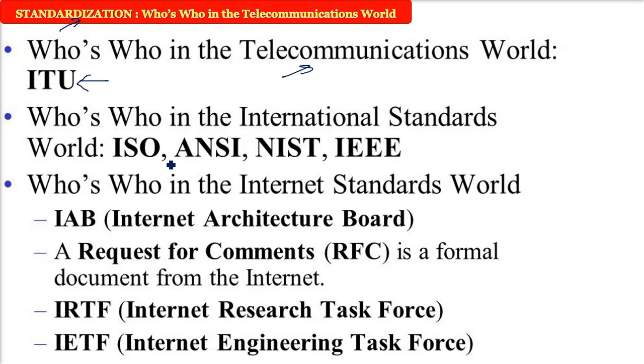Now coming to other international standards, we have ISO, the International Organization for Standardization, ANSI, NIST, and IEEE. Then coming to the internet standards, we have the Internet Architecture Board, IAB. Then we have the RFC, the Request for Comments, the IRTF, Internet Research Task Force, and the IETF, Internet Engineering Task Force. So these are different standardizing authorities, working authorities.